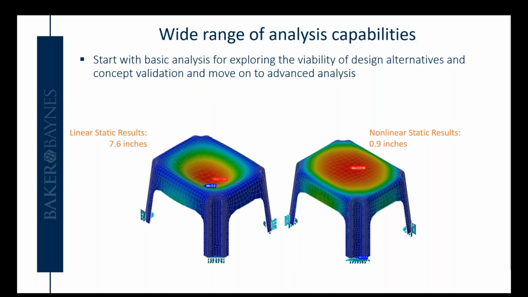So some additional benefits. You can start with basic analysis for exploring the viability of design alternatives and concept validation, and move on to advanced analysis. If and when powerful analyst tools are needed, this can be used. Autodesk Nastran has a wide range of analysis capabilities from basic to advanced, linear and nonlinear, dynamic analysis, as well as powerful automated impact and drop testing. Several special analysis types are also available, such as fatigue, explicit FEA for high speed and extreme deformation impact, and advanced techniques for composites.